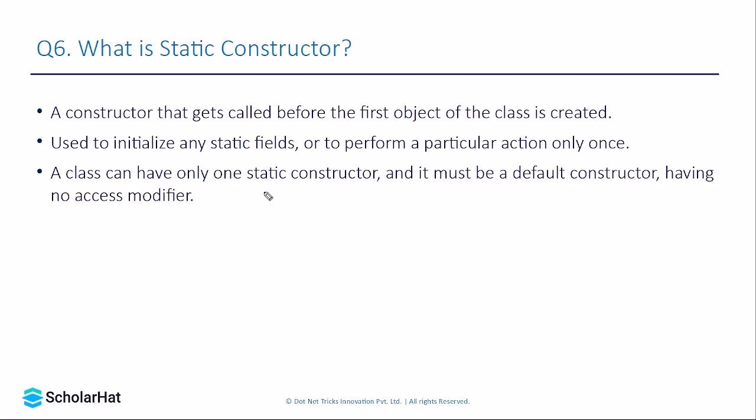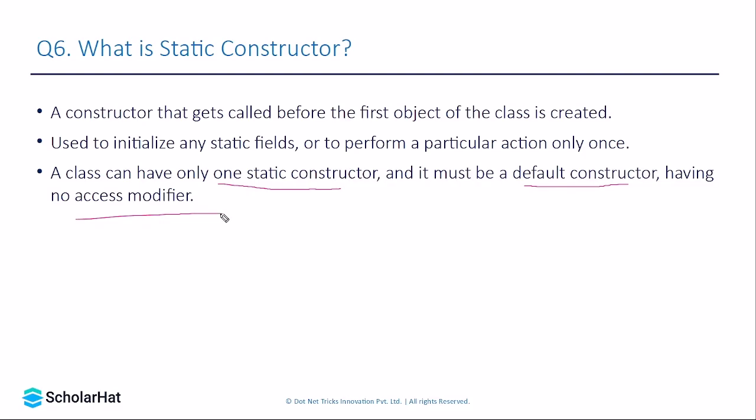How many static constructors can a class have? A class can have only one static constructor, and that should be a default one only. We cannot have a parameterized static constructor. A static constructor should be default only, and it should have no access modifier.